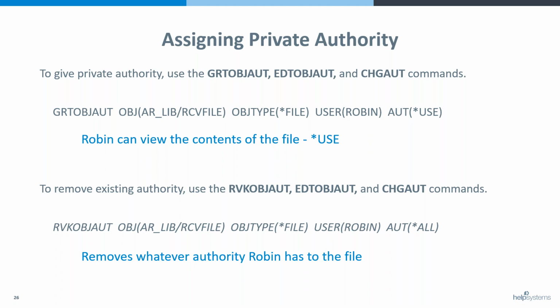If I want to revoke that permission, I can do it in two ways, actually. I can grant exclude permission, or I can remove the existing permission, which basically replaces whatever's there with a new permission. So in this case, I've revoked the permission to the receivables file, and I've stripped off all permission. Right?